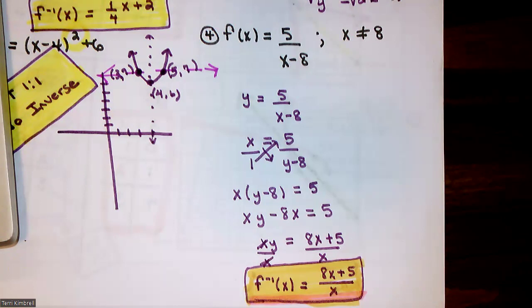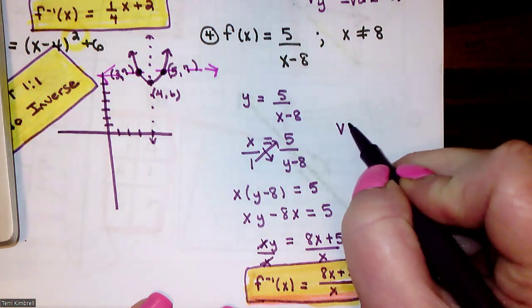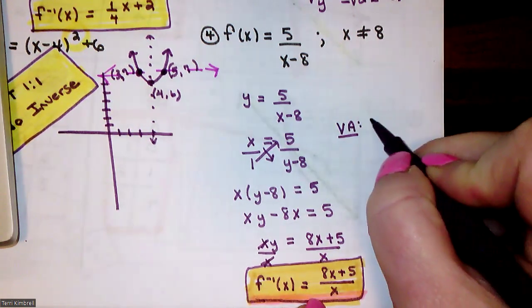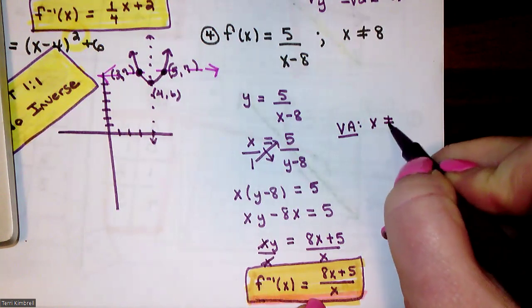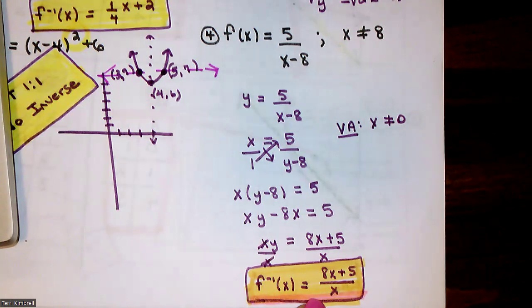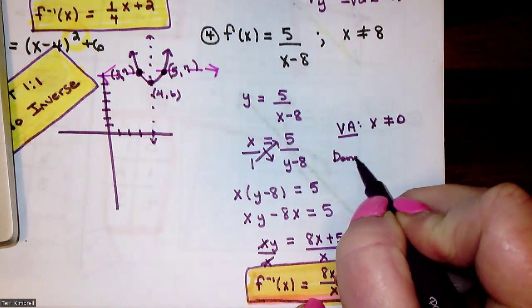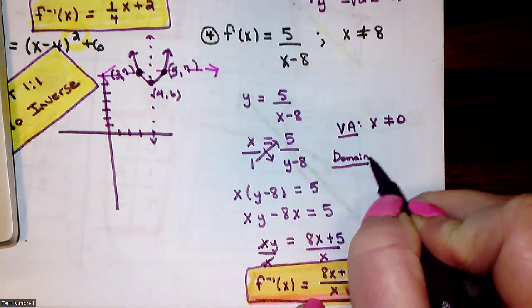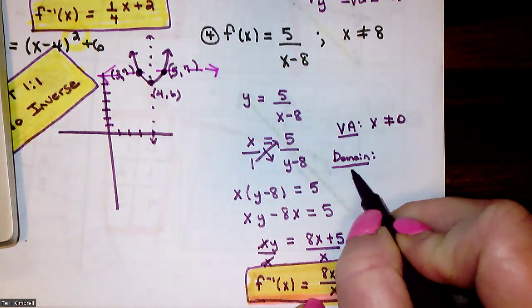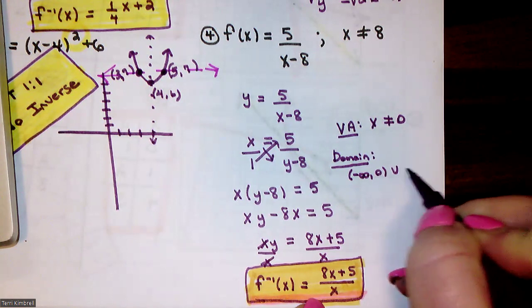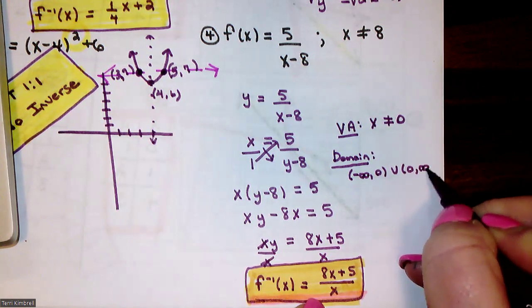So if it asks you for your domain and range, remember that your vertical asymptote is you cannot divide by 0. So x cannot be 0. That's going to affect your domain. So your domain is going to be every number but 0. So it'll be negative infinity to 0, union 0 to infinity.